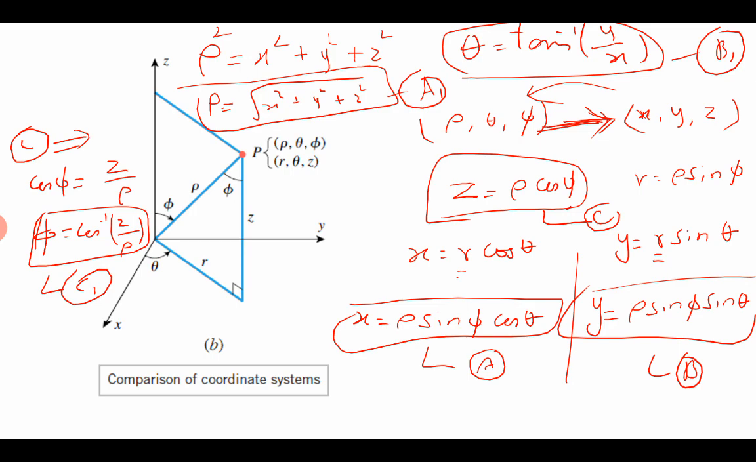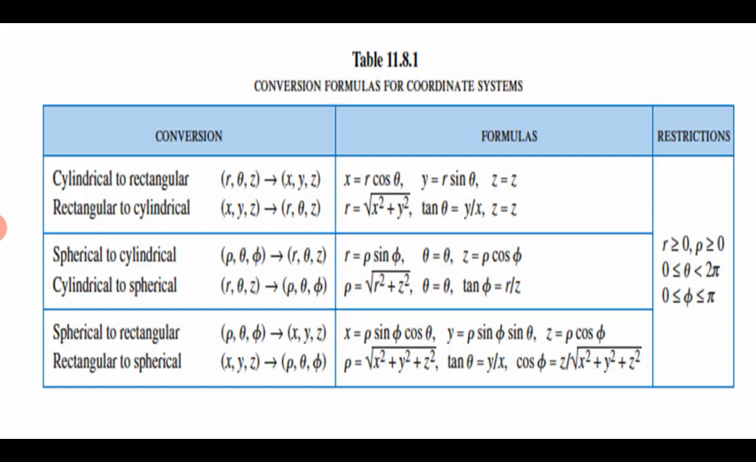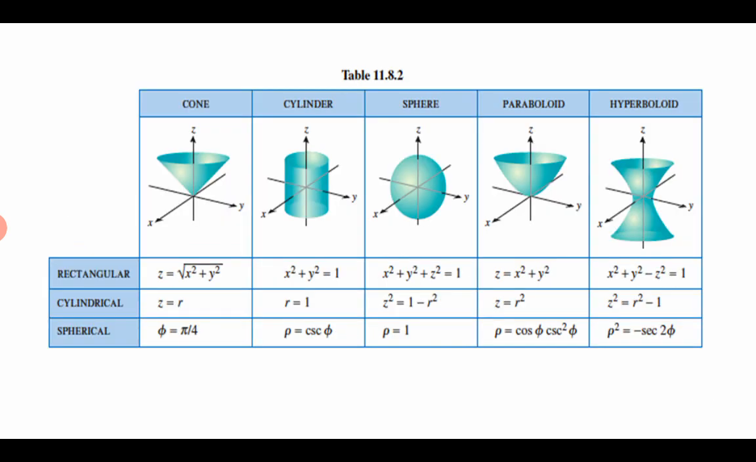That is it. Now all the results have been tabulated in this page. You can find cylindrical to rectangular, rectangular to cylindrical, just like the polar coordinate system, and then spherical to cylindrical, cylindrical to spherical, and finally spherical to rectangular, rectangular to spherical. All the six formulas have been summarized on this table. Okay, fine. We will go to the exercise.